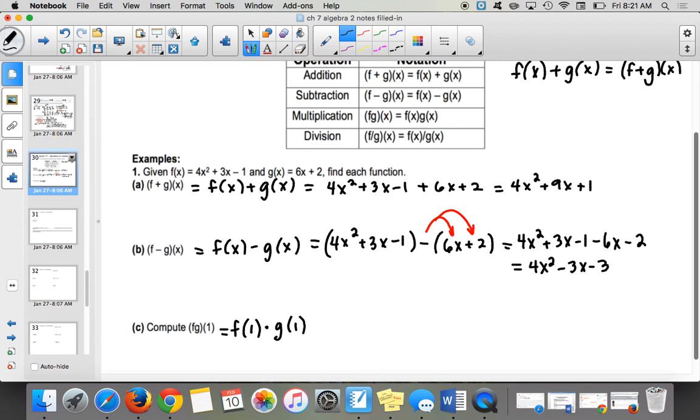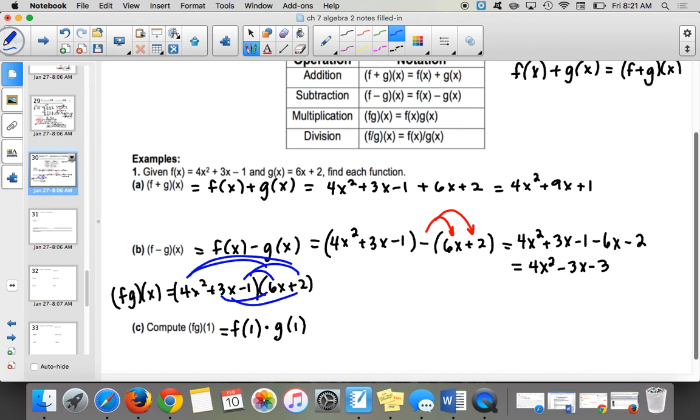You could find fg of x, which would be taking your f of x function, 4x squared plus 3x minus 1, and multiplying by the g of x function, which would be kind of annoying because then you have to multiply it out, kind of like FOIL, where you take the 4x squared and multiply by everything in the second polynomial. Then you take the plus 3 and you multiply by everything in the second polynomial, and then you take the minus 1 and multiply by everything in the second polynomial. Do we want to do that?